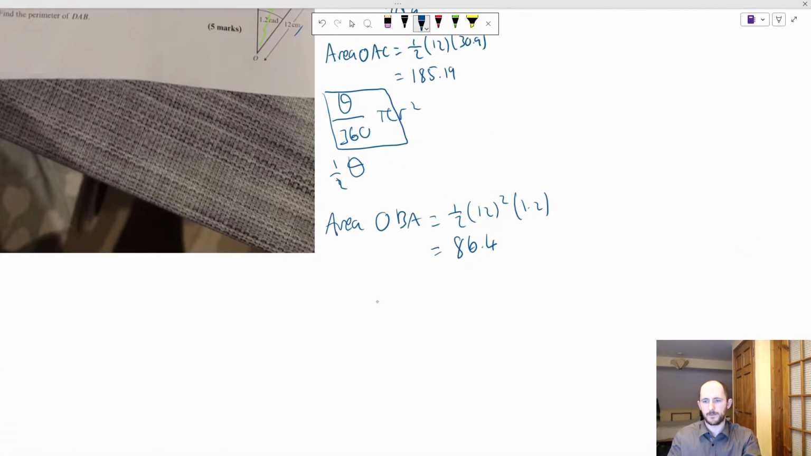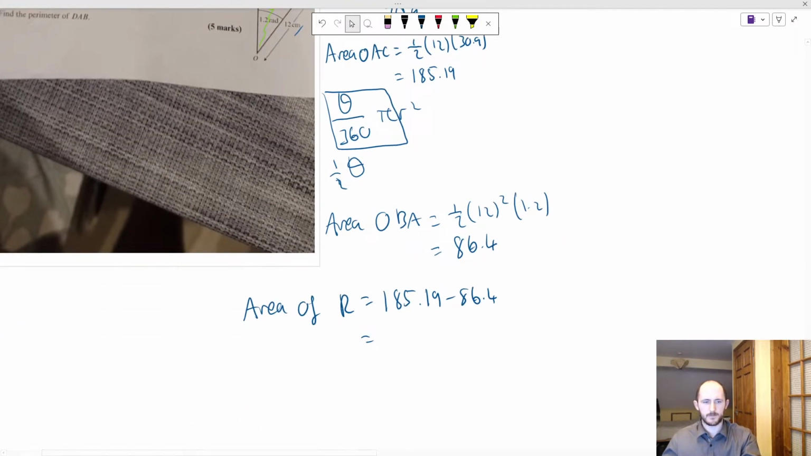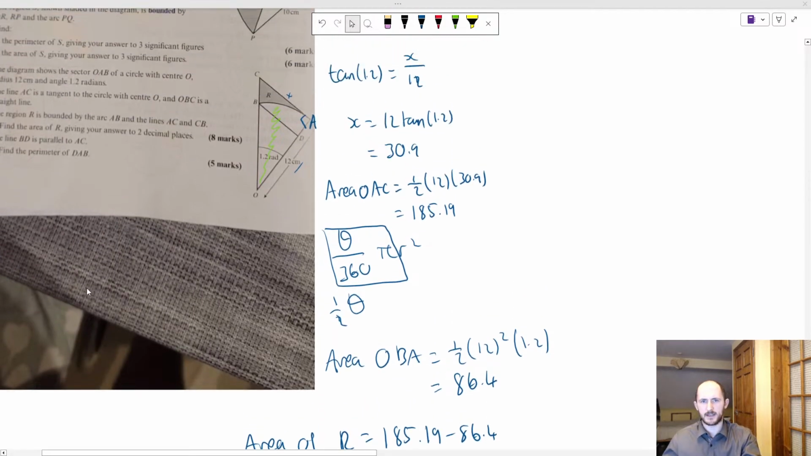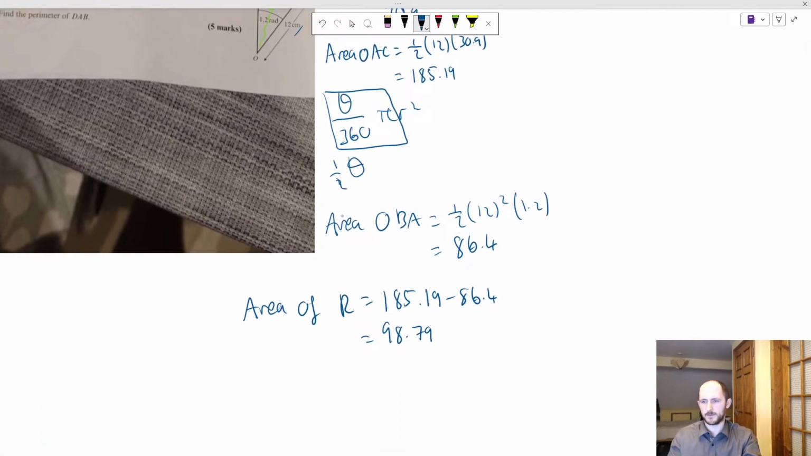So all you need to do is subtract them. So 185.19 minus 86.4 gives me 98.79. Does it say? It says two decimal places. Oh, thank God, two decimal places. 98.79, and the units are centimeters squared.